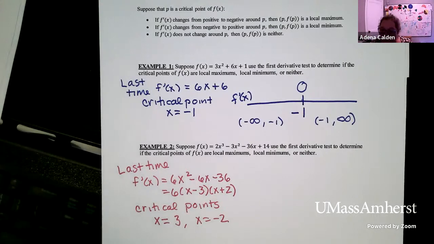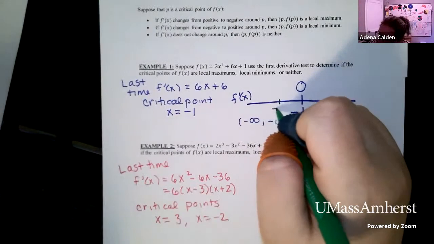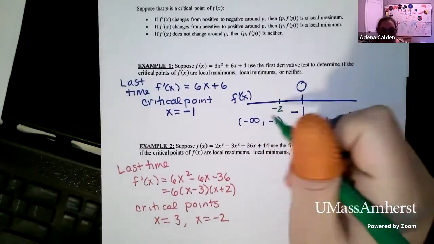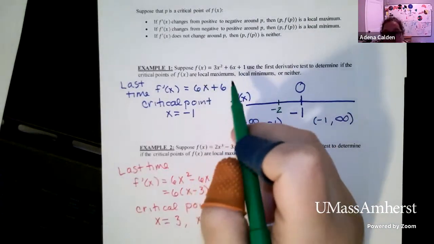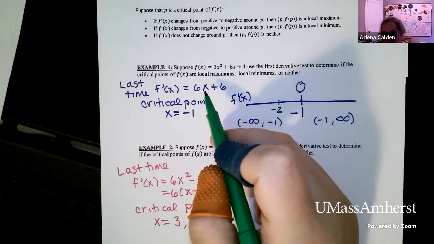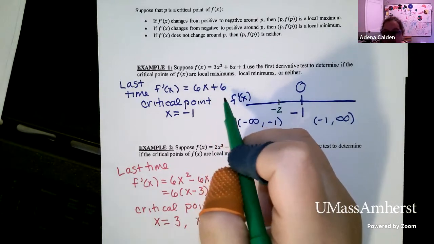So we're going to pick something slightly to the left of -1 to test. So I'm going to pick -2. Again, you can pick any number to the left here. So when I plug a -2 into my first derivative, I have 6 times -2, which is -12, plus 6 gives me -6.